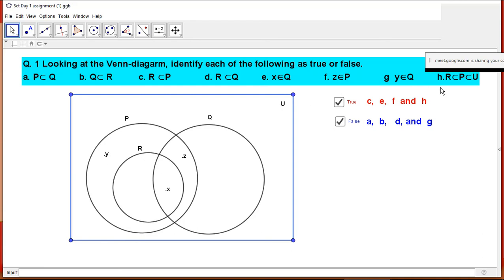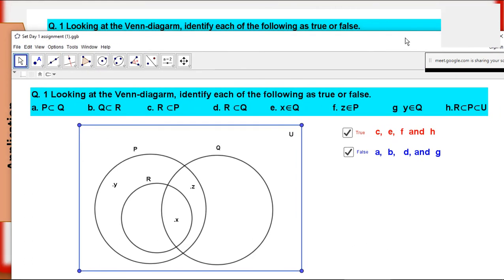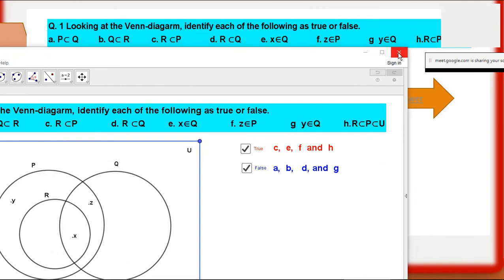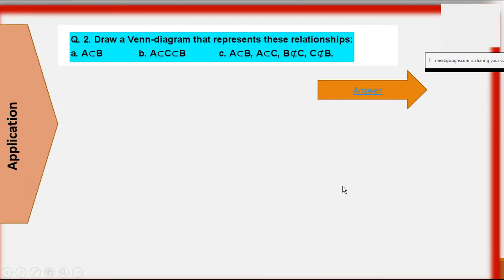The first relation is A is a subset of B. Draw the Venn diagram, dear students. The second relation is A is a subset of C, C is a subset of B, and show this in a single, same Venn diagram. And the next one is A is a subset of B, A is a subset of C, but B and C are not equal, or they are not subsets of each other. Please draw the Venn diagram.